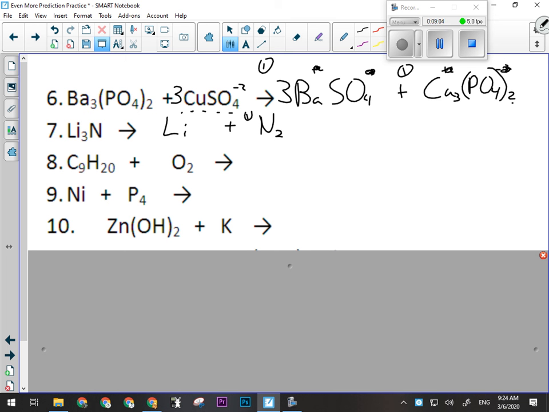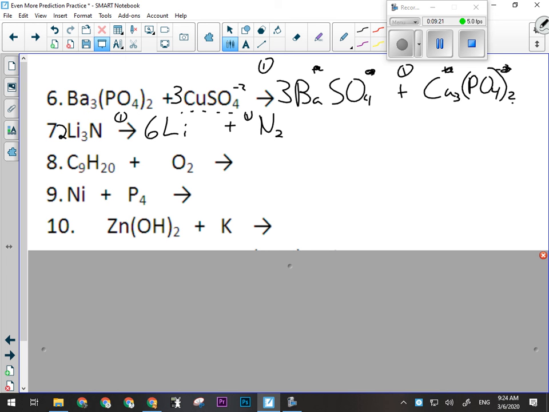I'm going to start with the nitrogen because I can see that if I balance the lithium, I'm going to have to start over. So I'm going to put a 2 there. Okay, that's going to give me 6 lithium. Put a 6 there, and now my reaction is balanced. 2, 6, 1. Any questions on that one?